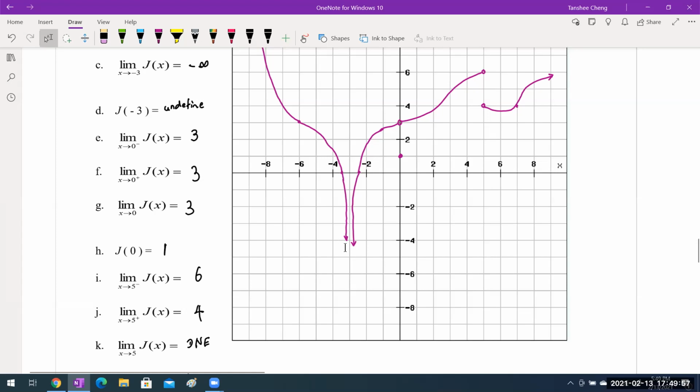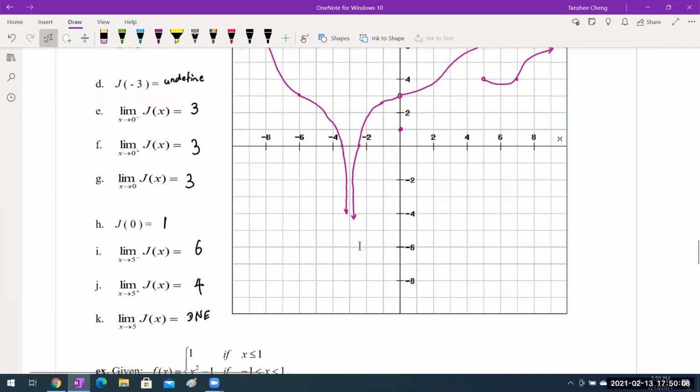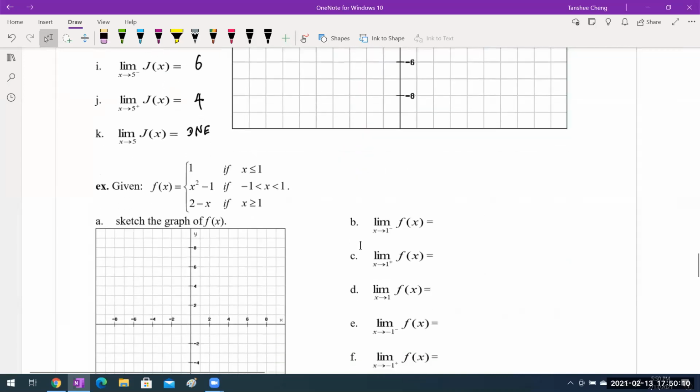Okay? So hopefully with this example, you sort of know how to get the limits from the graph of a function. And next, we're going to be looking at graphing by yourself. The next example will be graphing by yourself, and then also talking about the limit of it. So being said that, here's the next example.